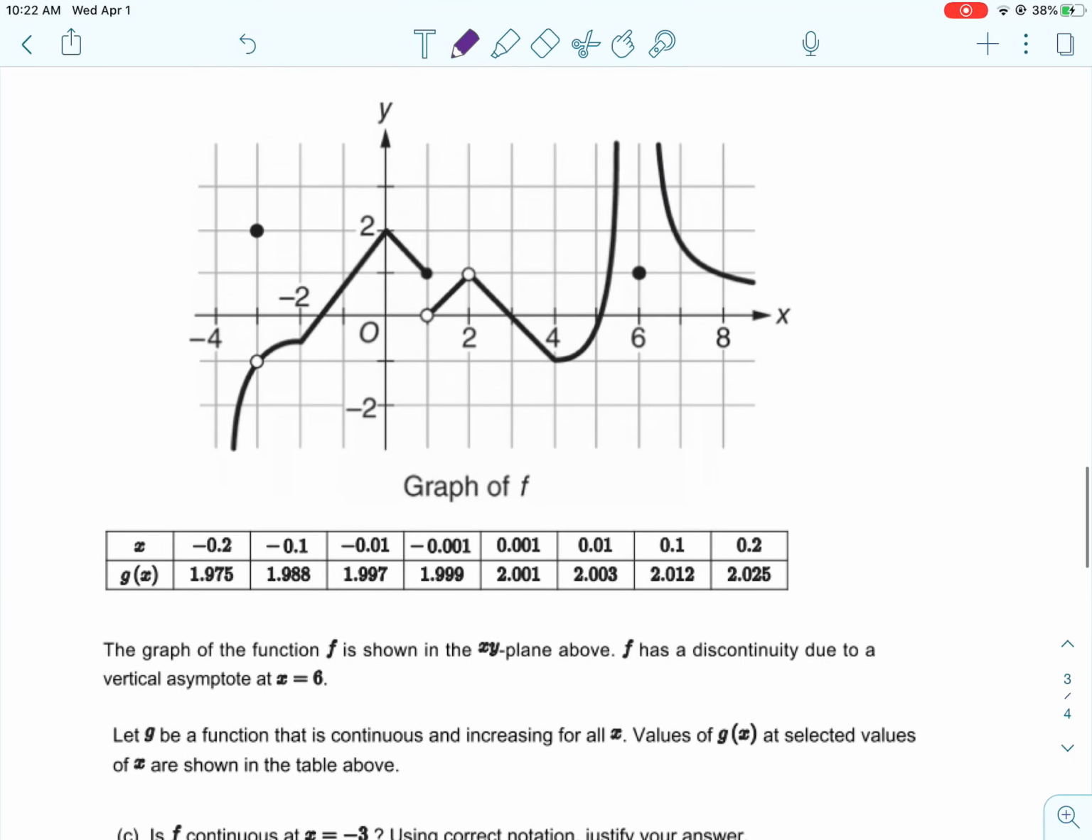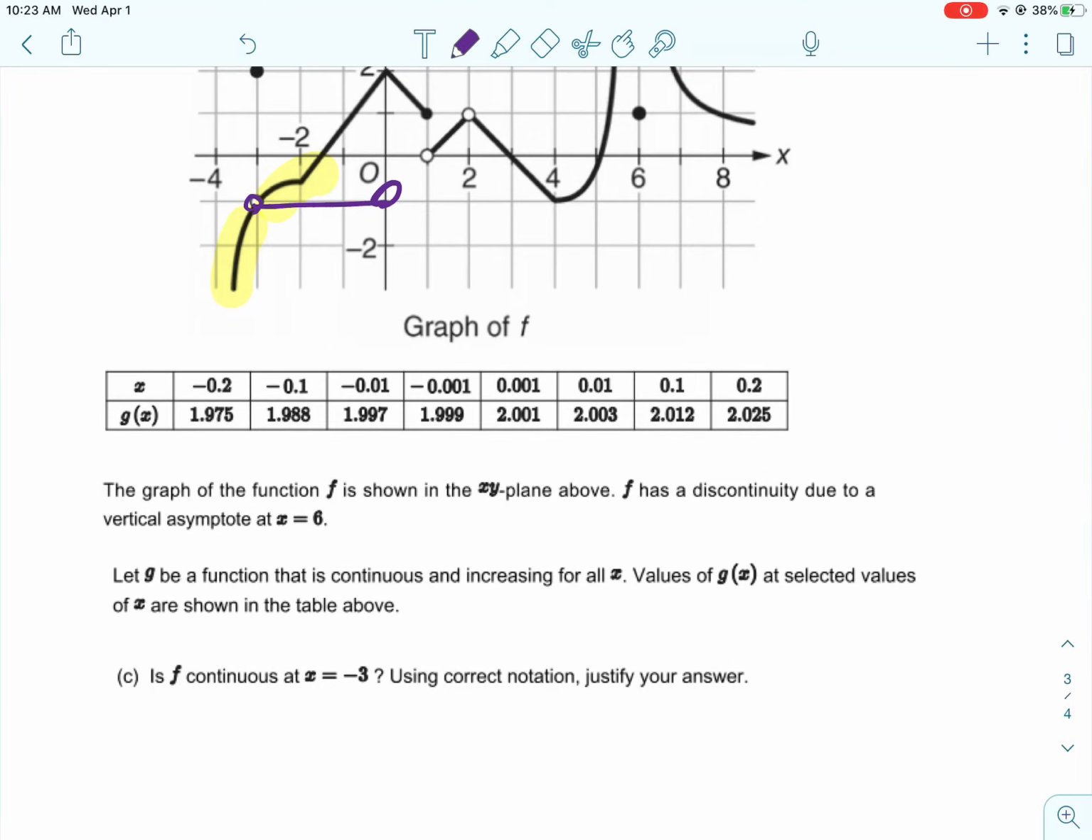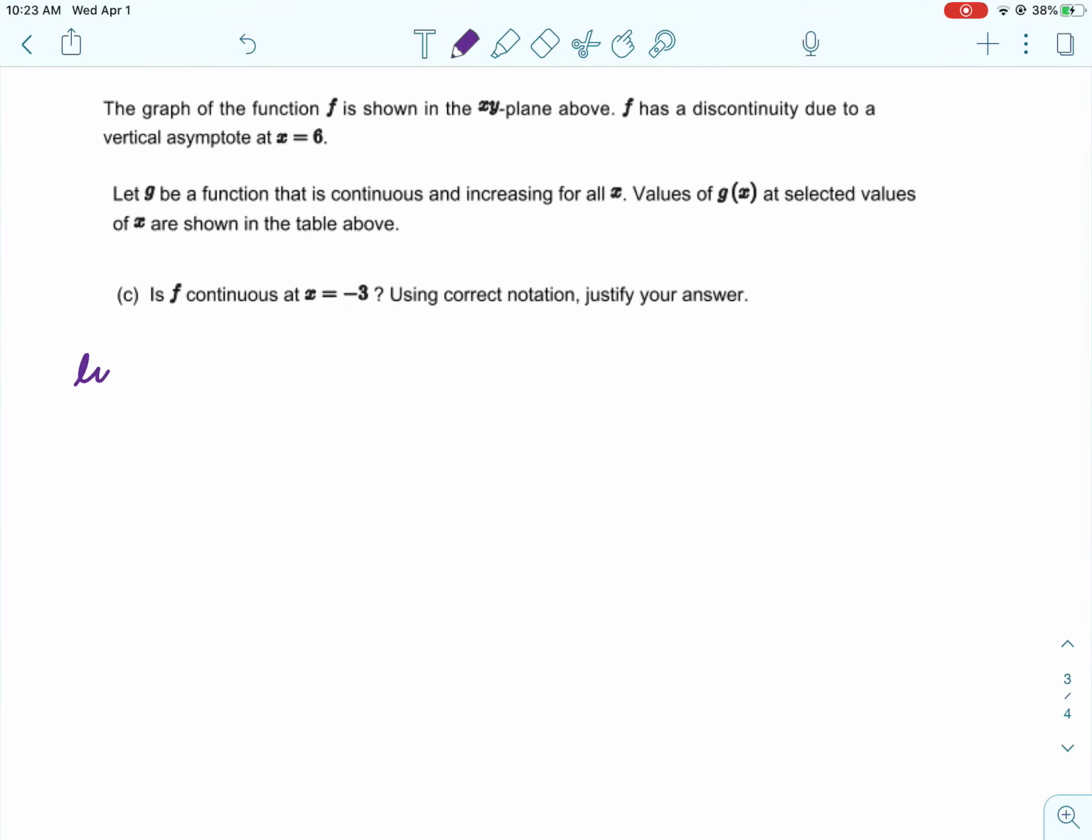All right, so let's look at C. We want to know if f is continuous at -3. All right, so we got a -3, and we do have some things going on. But remember, for continuous, we need to show that the limit as x approaches -3 of f of x equals f of -3. So when we do the limit, we approach from the left and from the right, and they approach the same thing, which is -1. So we would want to write that down.